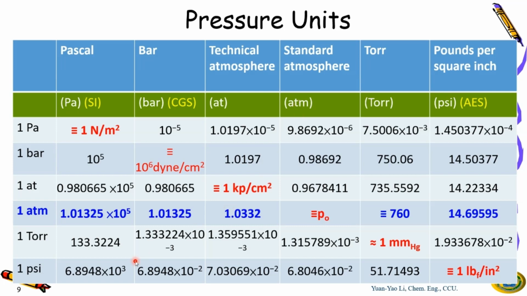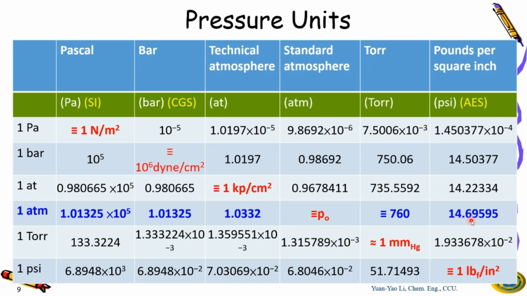Okay, but just for your information, if you want to do the conversion of Pascal, bar, technical atmosphere, standard atmosphere, torr, pound per square inch, this is the table. For example, what we always know is the standard atmosphere, 1 atm. This is the environment we are in, right? So 1 atm is equal to what? 760 millimeter mercury. That's what we call torr. So you need to know the definition of torr. It's millimeter mercury.